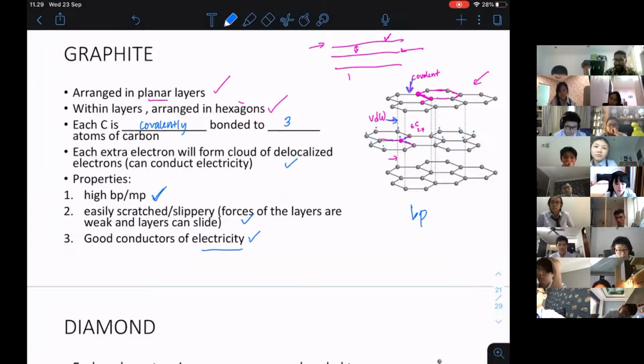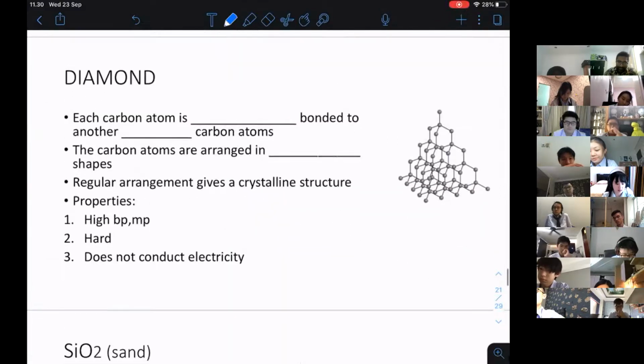If you compare with diamond, graphite, even though it has a high boiling point and melting point, is still lower than diamond. Why is it lower? Because they are arranged in layers, because of the van der Waals forces. Generally, diamond and graphite have high boiling points and melting points, but in comparison, diamond is harder and has a much higher boiling point and melting point.